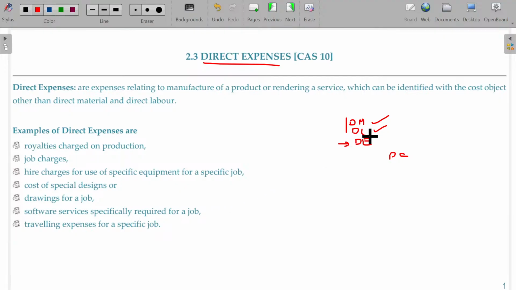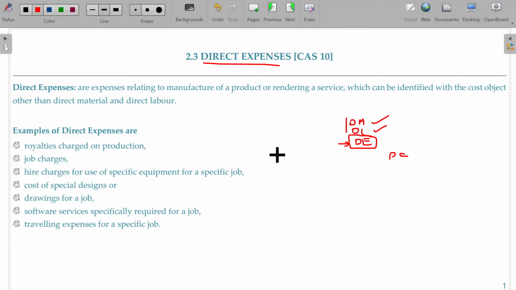In case any special equipment is purchased or rented for this purpose, or small wood carving is done, and for that any carving job charges are paid, all these things will form part of the direct expenses.